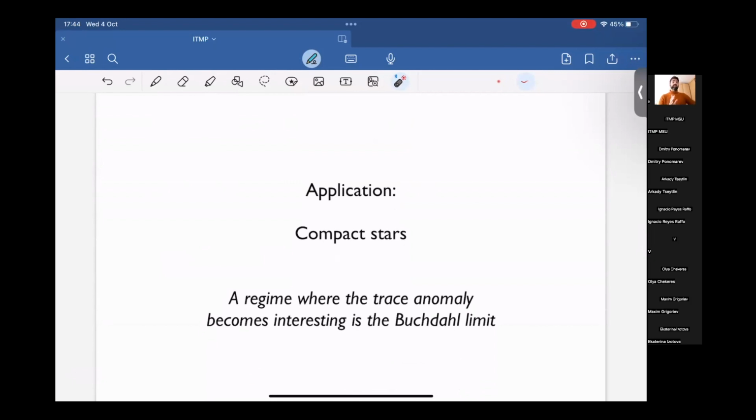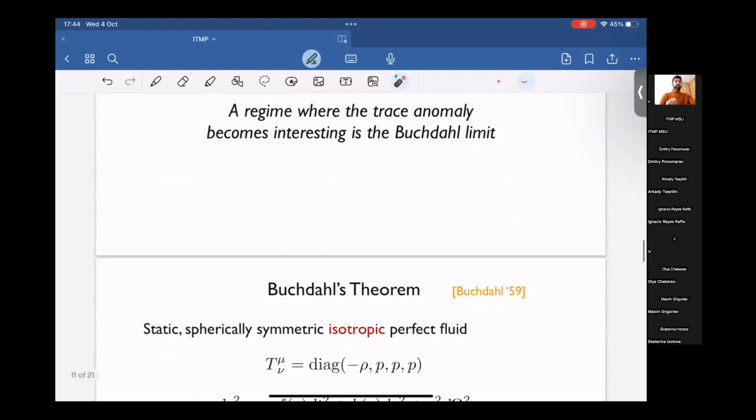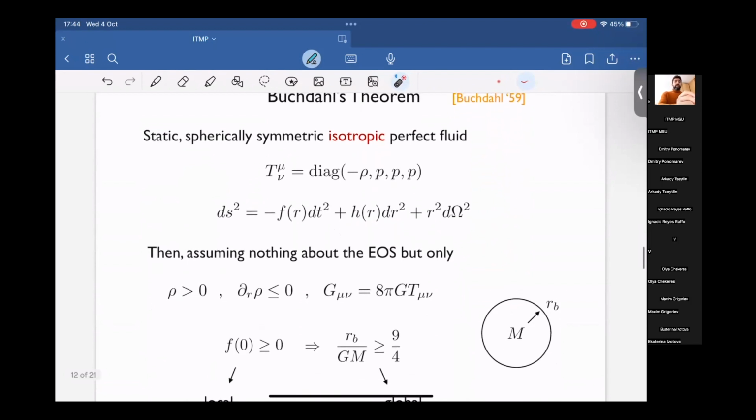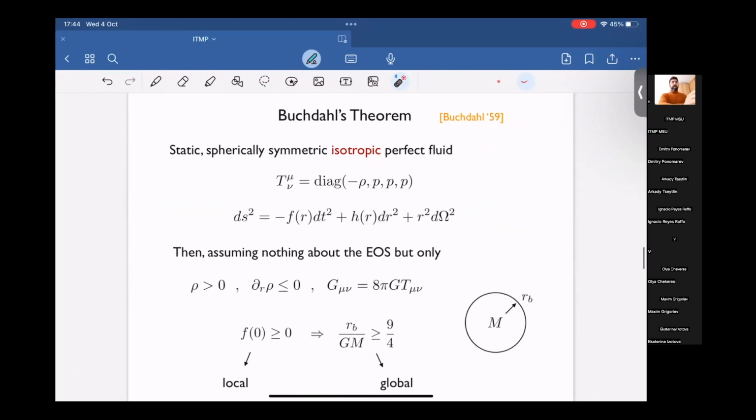So one application I found was the case of compact stars. The punchline here is that this is a regime where the trace anomaly becomes interesting in the Buchdahl limit. So what does this mean? Let me go back to a very important theorem of the 1950s by Buchdahl. It's very simple. It says that if you consider the problem of a static, spherically symmetric and isotropic perfect fluid, the stress tensor is, as we said before, and we take a static spherically symmetric metric that depends on 2 functions that we can choose like this.